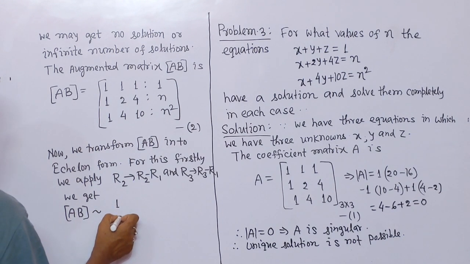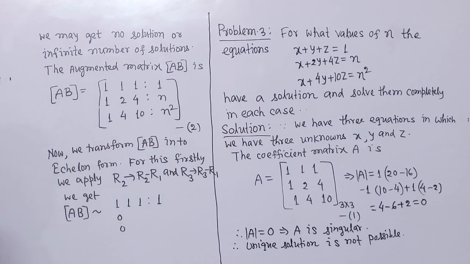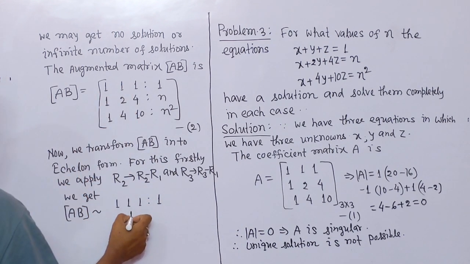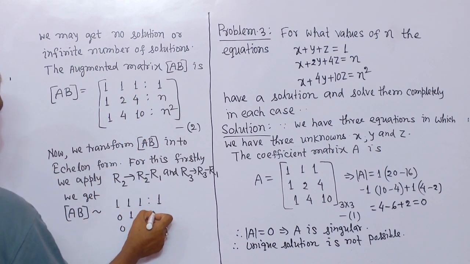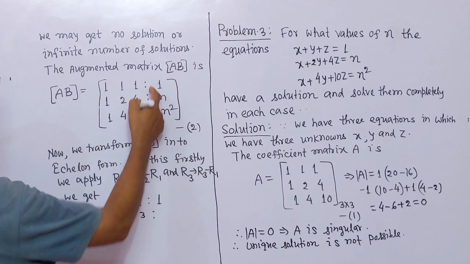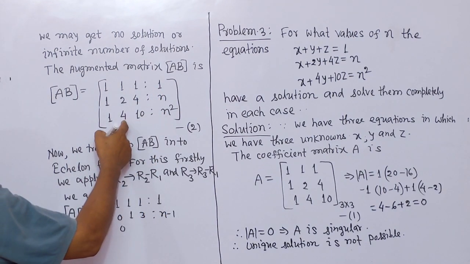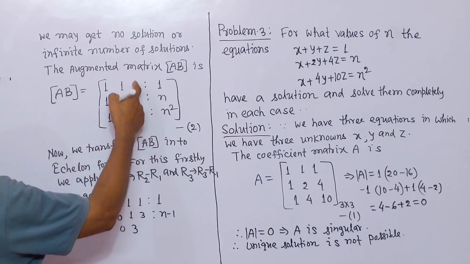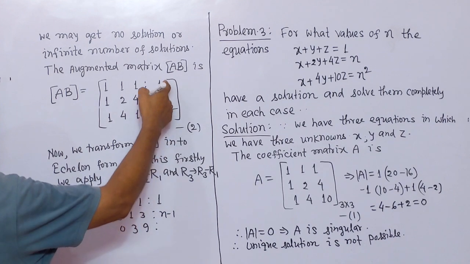Here 1, 0, 0, here 1, 1, 1, here 2 minus 1, 1, here 4 minus 1, 3, here eta minus 1, here 4 minus 1, 3, here 10 minus 1, 9, here eta square minus 1.